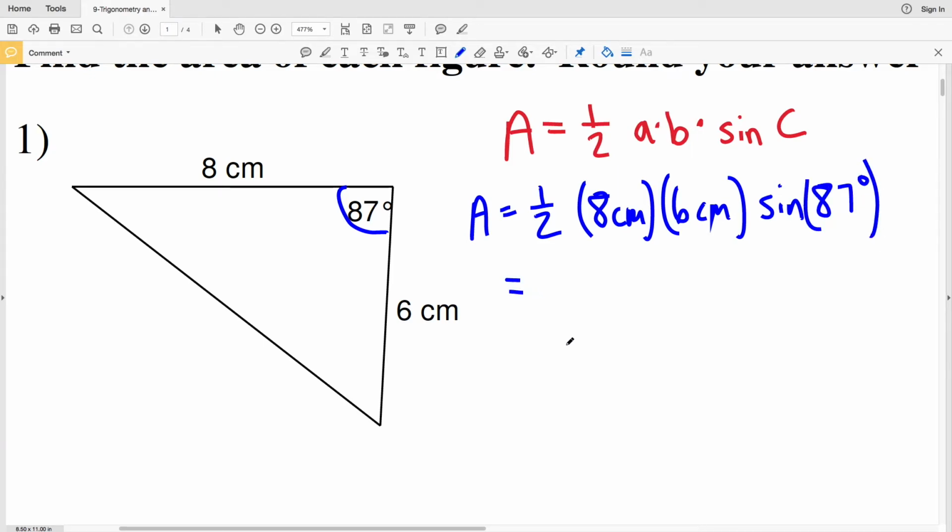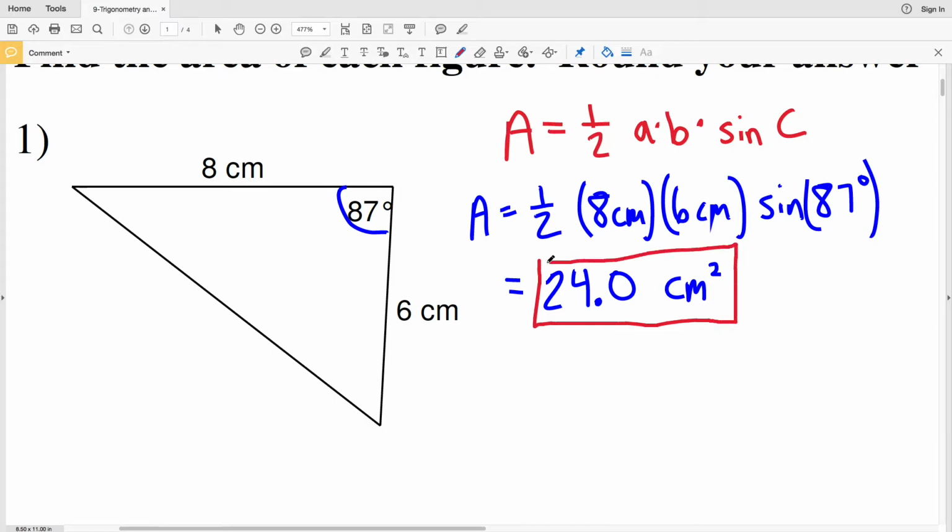Now we would just enter that into our calculator. 1/2 times 8 times 6 times the sine of 87 degrees, making sure our calculator is in degree mode, we get 23.96, which rounding to the nearest tenth will be 24.0, and that's centimeters squared since we're dealing with area and the side lengths are in centimeters. So 24.0 centimeters squared is our solution in number 1.